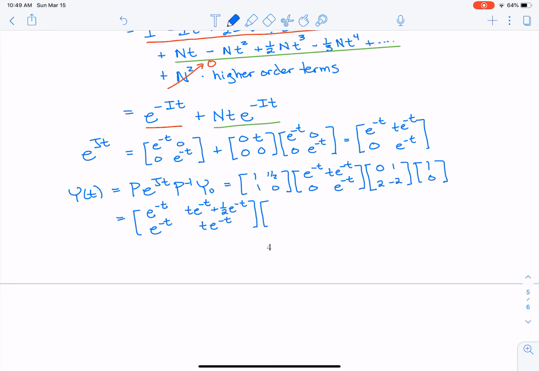Now, if you multiply the matrix and the vector together, then we get 0, 2. And so finally, when we multiply this matrix times this vector, we will get t e to the minus t plus 1 half e to the minus t, and we're going to get t e to the minus t. And that is our solution.